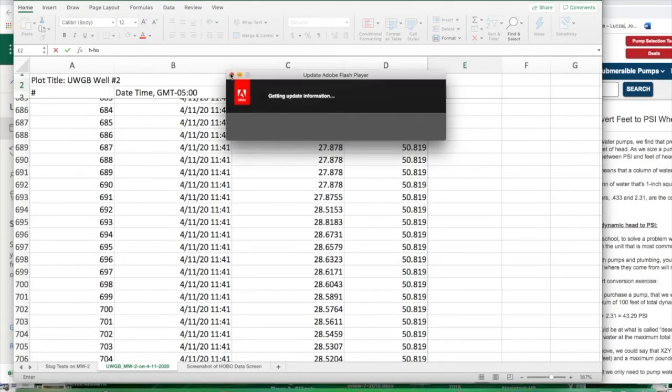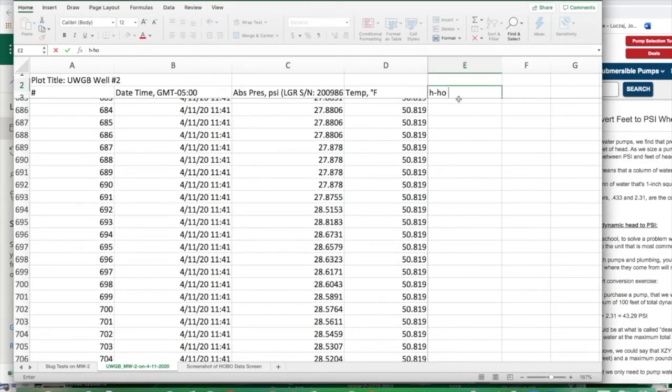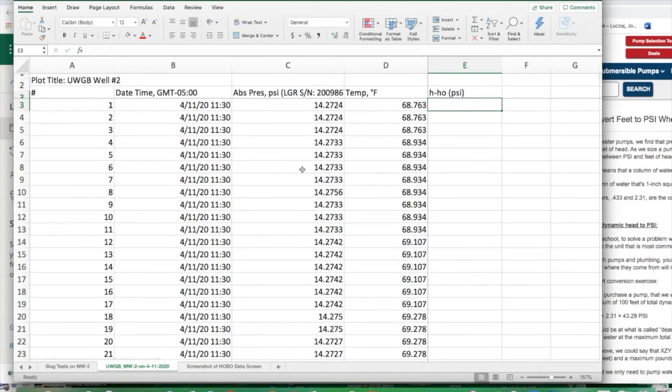Sorry about my Adobe updater thing. We're going to be doing this in PSI. So this is what we have. Oh, it went back to the original one. Sorry about that. We might as well fill this up again and put this in seconds. We're going to make a column for H minus H sub 0 in feet. And then after that, we're going to have a different column. But we can worry about that column later.